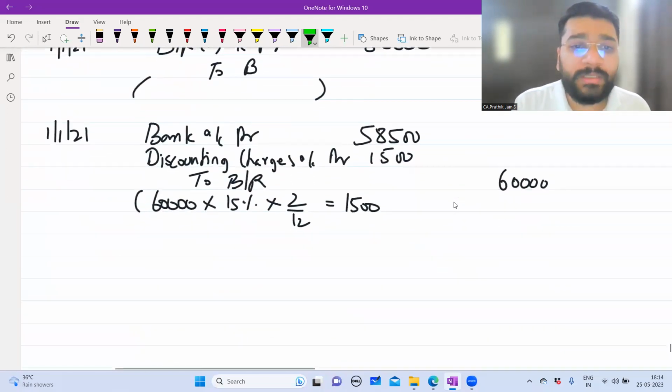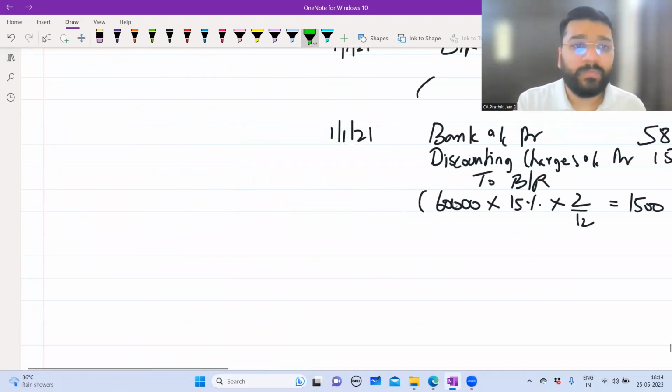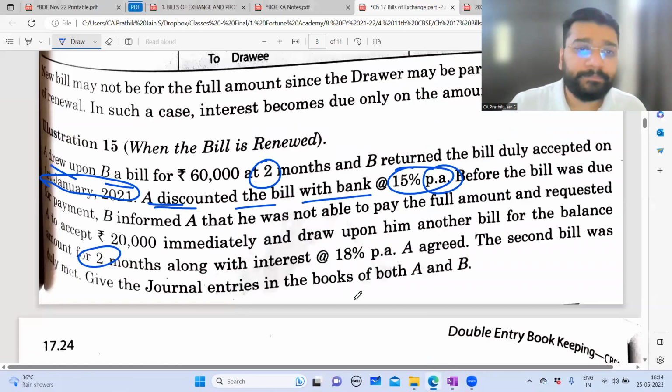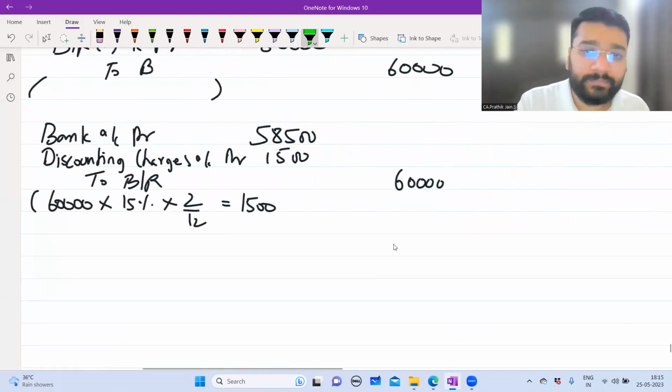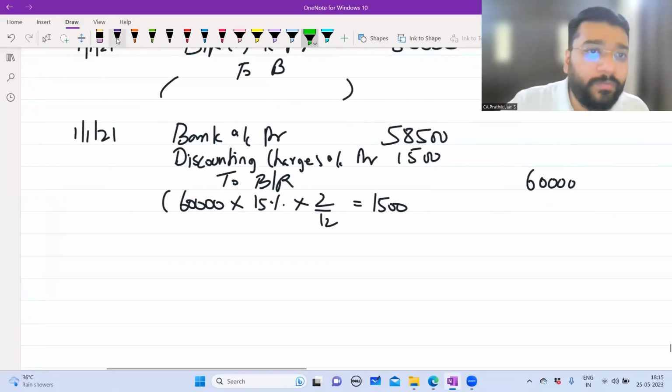So now, guys, on the date of maturity, the bill has lost its validity. So please tell me, what is the due date of the bill? It is 1st January plus 2 months. So it is February, March, 1st of March plus 3 grace days, 4th of March. So on 4th of March, this entry is recorded.